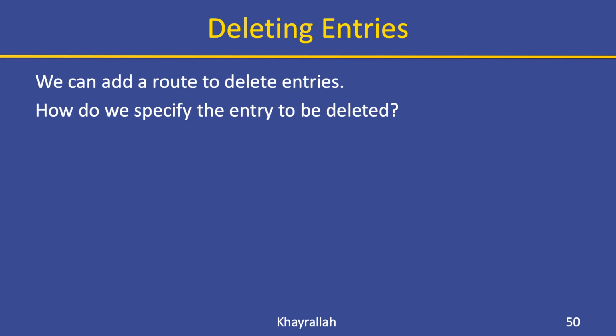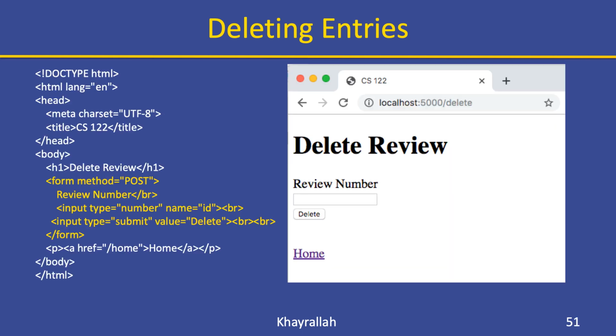We have seen how to add entries to the database. We have seen how to query the database. We can also delete entries from a table in the database. So let's add a route to delete reviews. The question here is, how do we identify the review to be deleted? We have the review ID that was automatically added. In order to delete a review, we're going to have to know its ID.